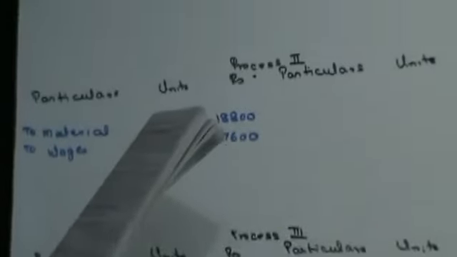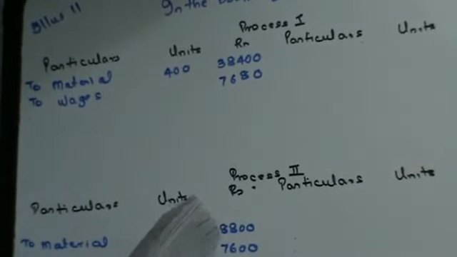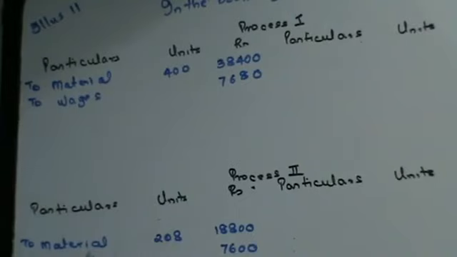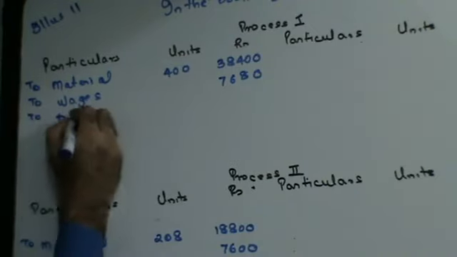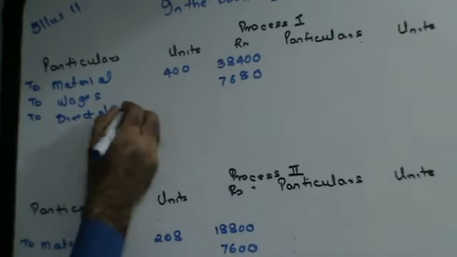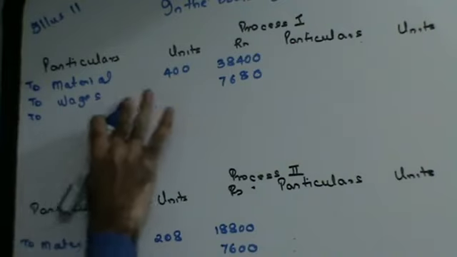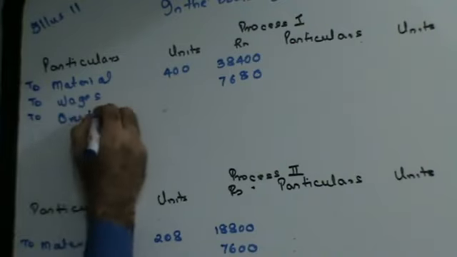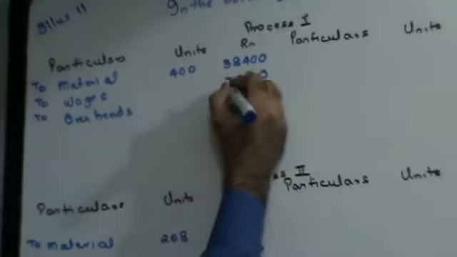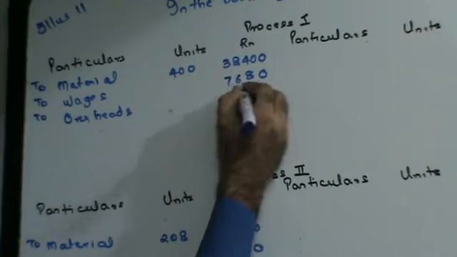Now, they've given you that overheads are charged at the rate of 50% of direct wages. Guys, if you see the last line of the sum, overheads are charged at 50% of direct wages. So this is going to be to direct wages. This is going to be to overheads, not direct wages. To overheads is 50% of direct wages, that is going to be 3840.